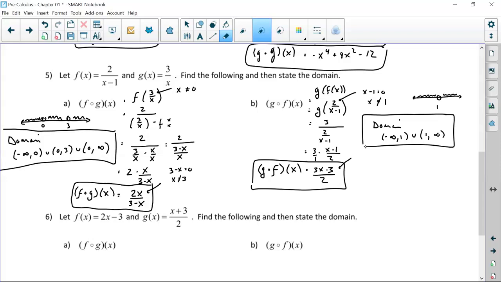I'm going to stop there for this, and I'm going to do more examples in the next video because I think composition of functions is something that usually causes some difficulty. So I think it's beneficial to do one more video, especially if people are still having questions.